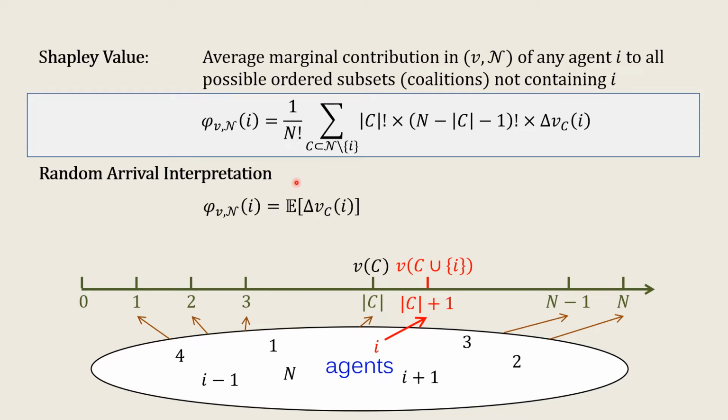Now we carry this out any number of times. The expected value of the marginal contribution using this random arrival interpretation is equal to the Shapley value.